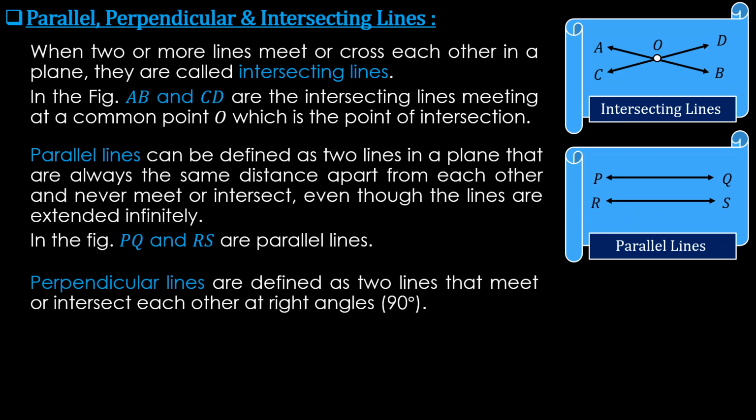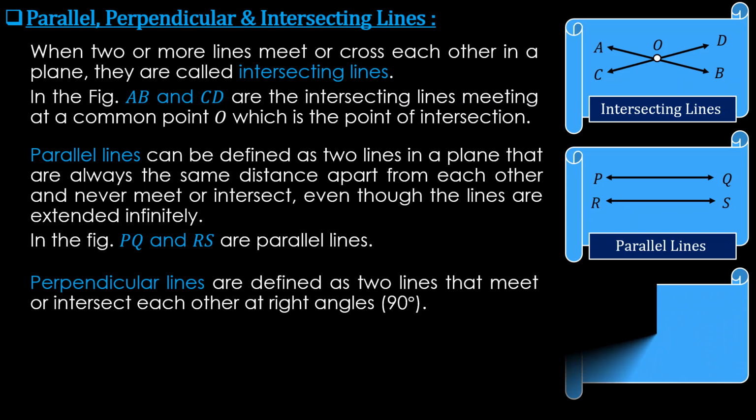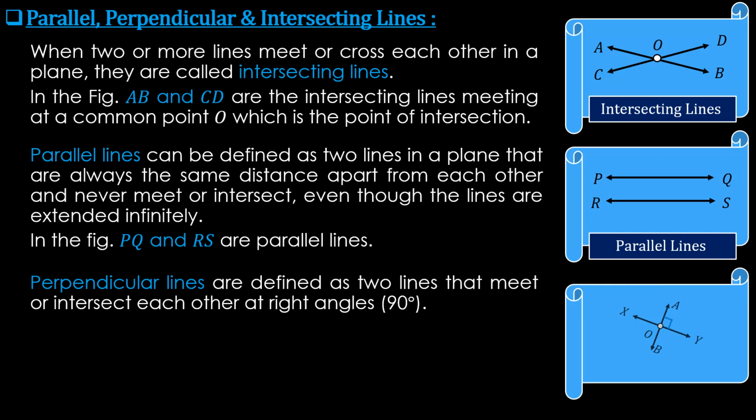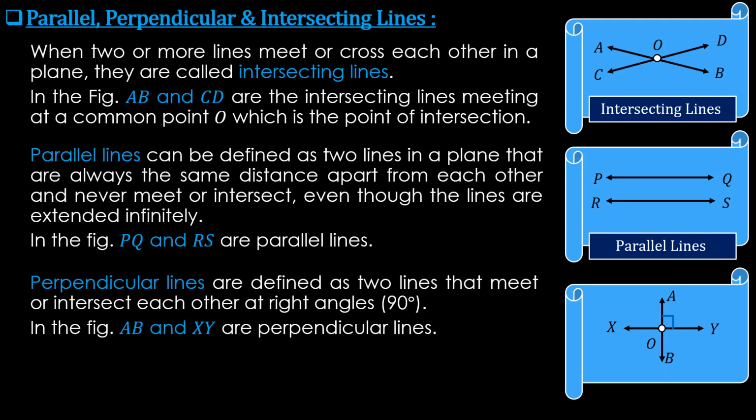Now perpendicular lines are defined as 2 lines that meet or intersect each other at right angles. In the figure, AB and XY are perpendicular lines because AB line and XY line are meeting or intersecting at a right angle here, 90 degrees.